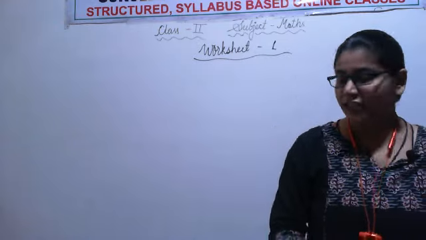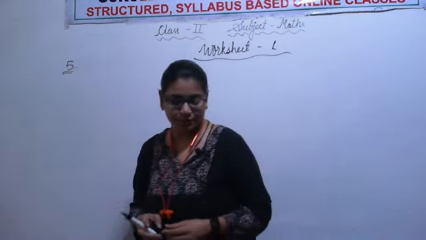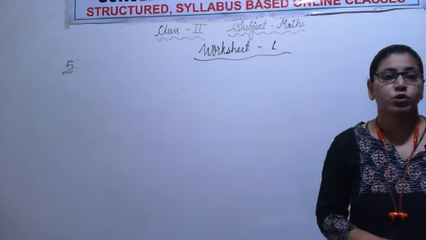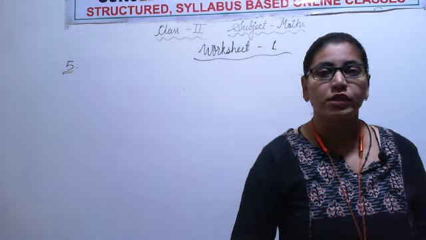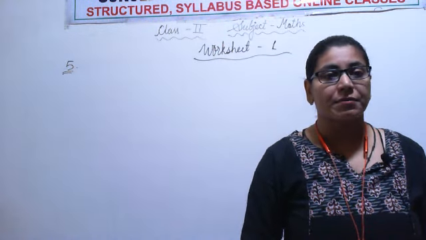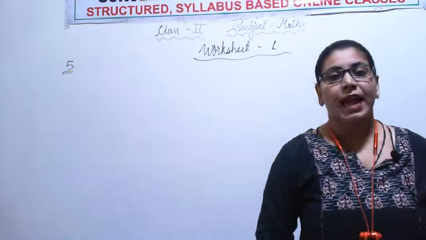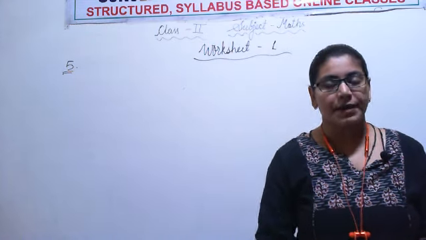Okay, so the next question is question number 5. Solve using 0 or 1 multiplication rule. For this you need to remember the multiplication rules or multiplication properties. So what was the 0 multiplication fact? Any number multiplied by 0 is always 0. Whenever we multiply any number with 0, the result or the product will be 0.